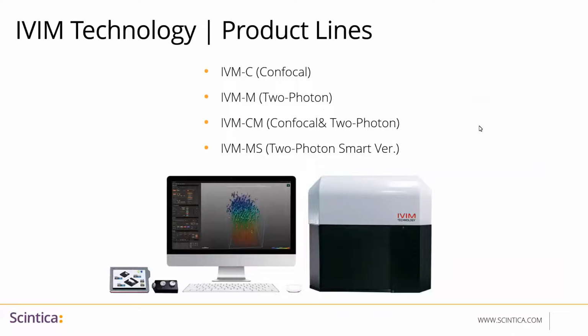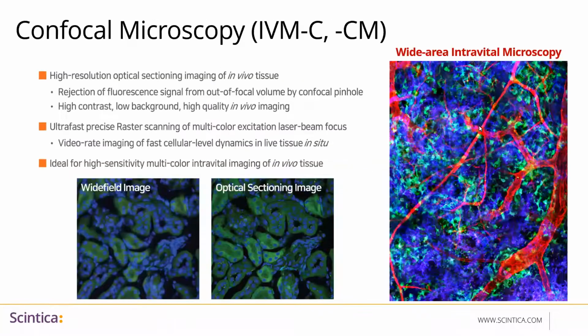There are 4 different configurations for this system. It comes as a confocal only system or a 2-photon only system. And we also have one which has a combined confocal and 2-photon laser. And the newest version is a smart system, which is a 2-photon smart system having a laser fixed at 920 nanometer wavelength for deep tissue imaging.